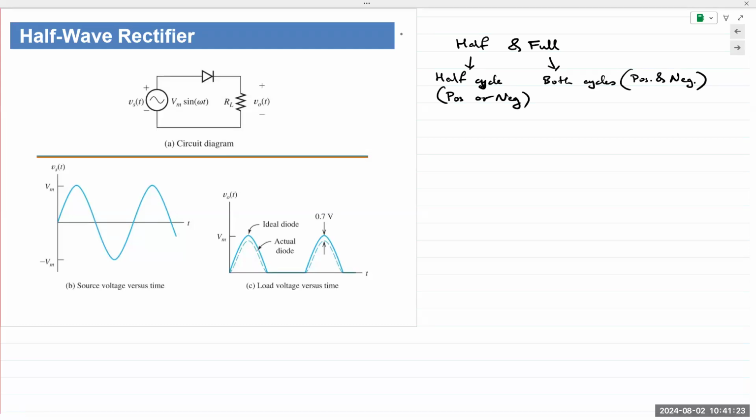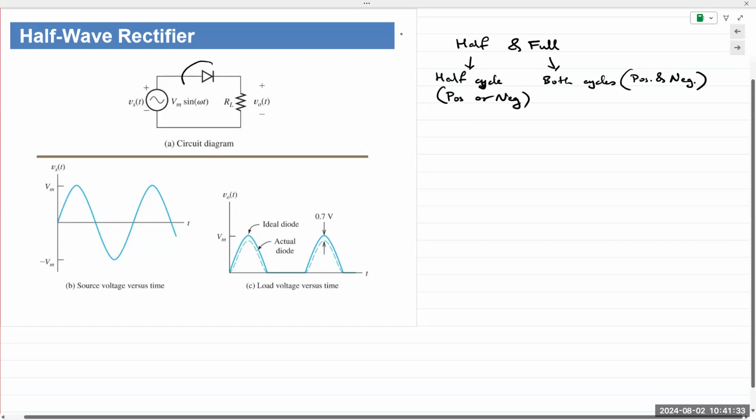So the simplest circuit is simply a diode that you connect to an AC source. That's it. That's the simplest. The circuit comprises just one single diode. Nothing else.